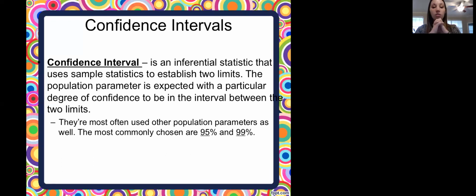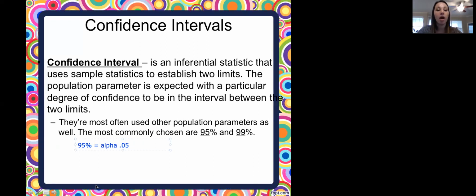They're most often used with other population parameters as well, and we're most likely to use a 95 or 99% confidence interval. So let me write a few more notes about these. So when we have a 95% confidence interval, we have an alpha level of 0.05.